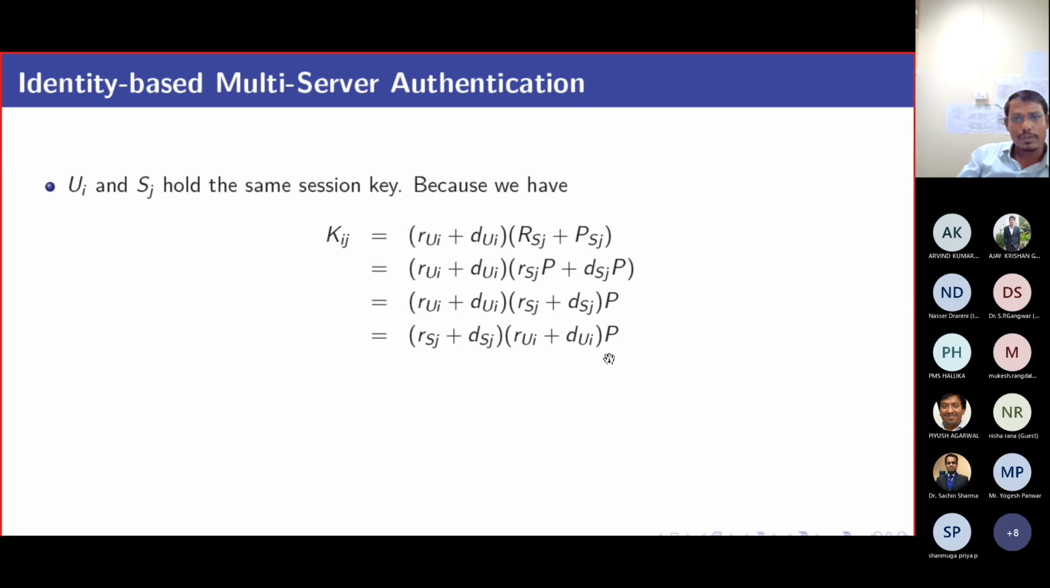So what is this value? Here you see RUPI, so it means DSG. So this is the value actually computed at the server side. This is the user side, this is the server side. Both are the same. That means their session key is the same. So they perform the mutual authentication and they compute the same session key.